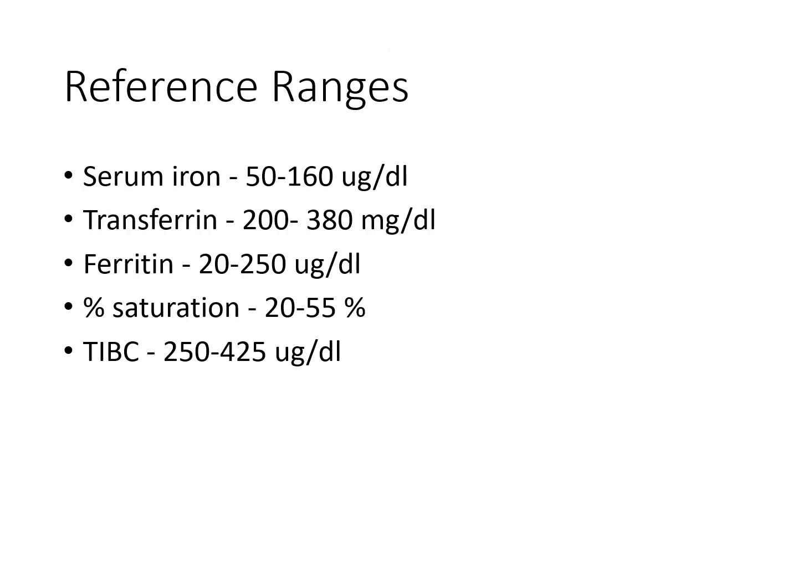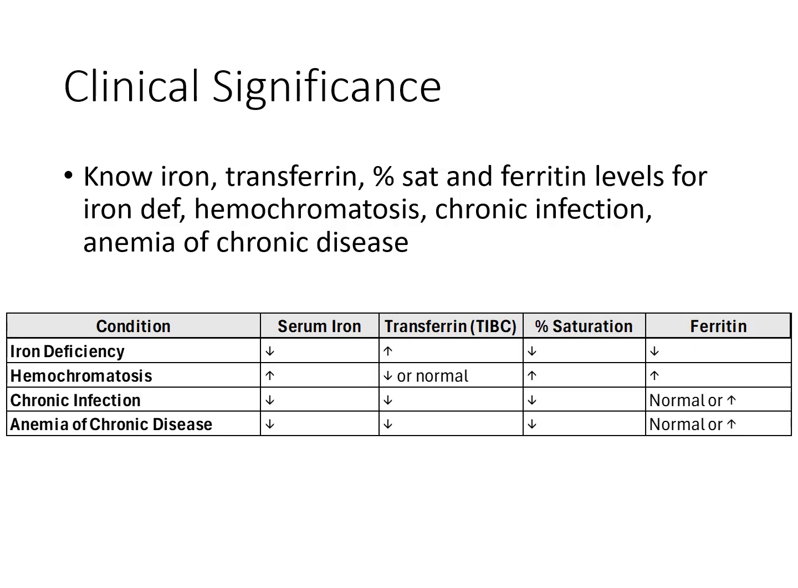These are your reference ranges. Take a look at those. And these are your clinical significance. So these are the things you're going to want to know. The levels, like iron deficiency, that serum iron is low, transferrin is high, etc. So go ahead and take a look at that.